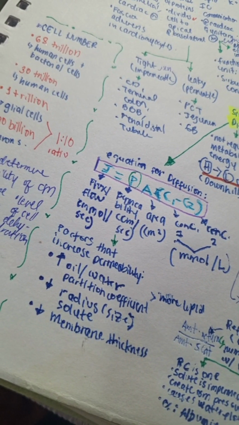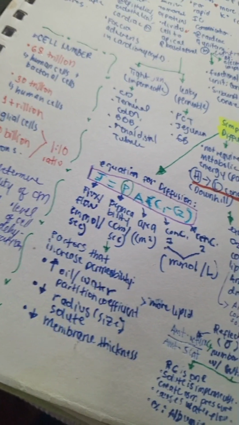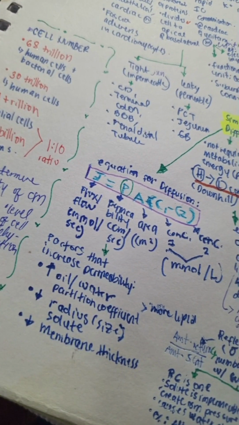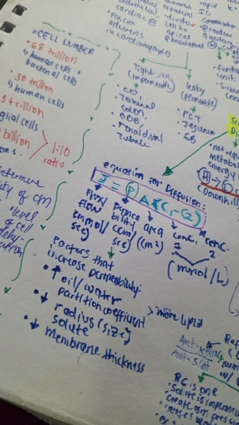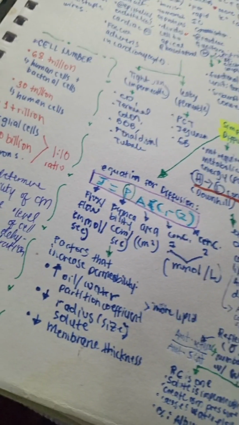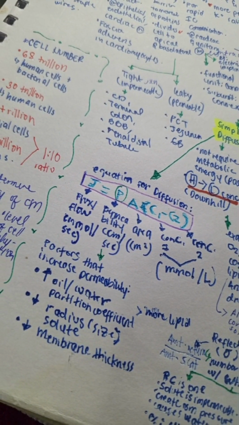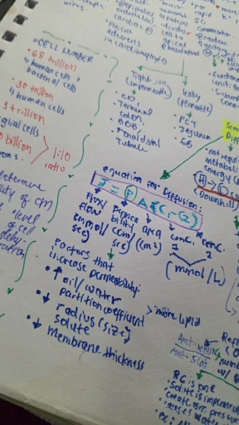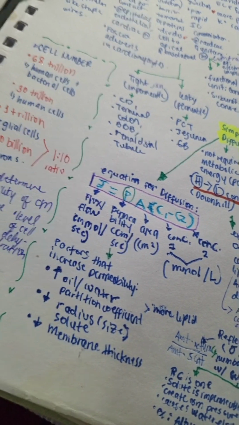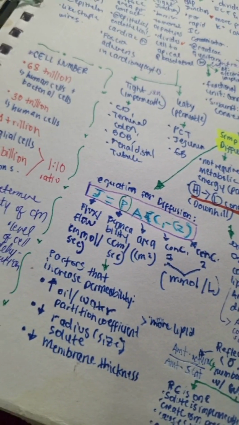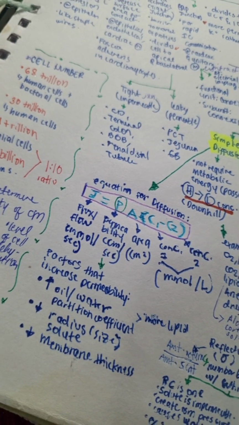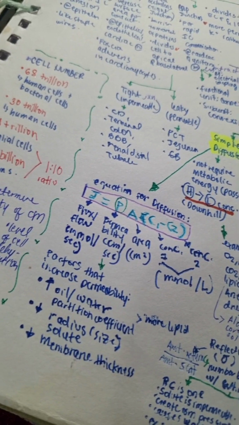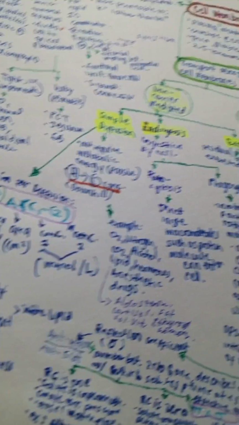So it means that the substance is more lipid soluble. And it is more permeable if there is a decrease in radius or size of the solute. It is also more permeable if the membrane thickness is decreased. So those are the three factors that increase permeability: if it is more lipid soluble, if the solute is smaller, and if the membrane is thin. Okay.